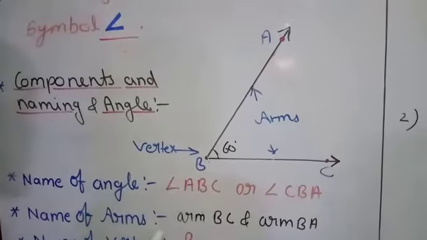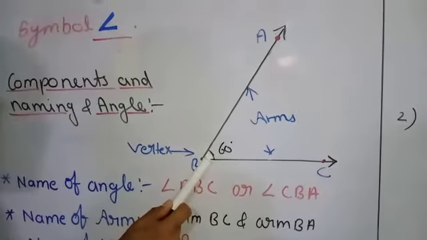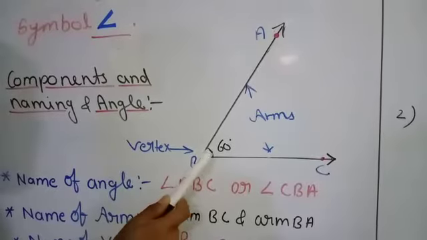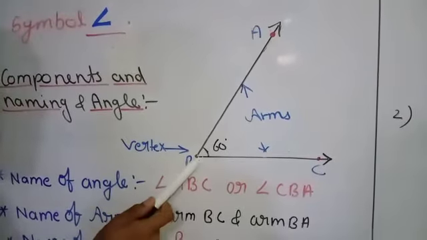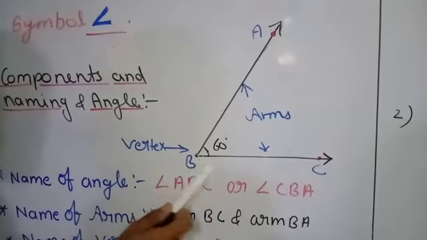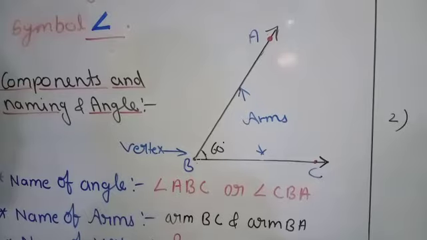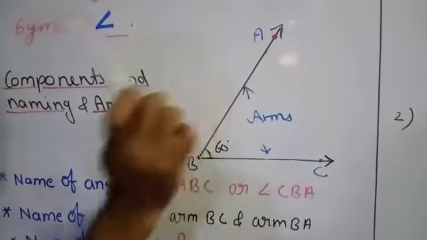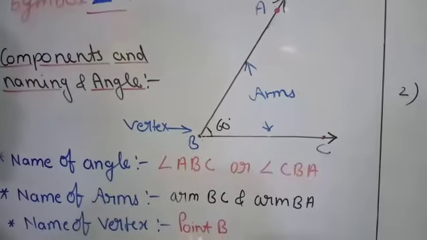Name of arms. These two rays which make an angle are called the arms of that angle. We always start the name of an arm from the common endpoint: BA and BC. Arm BA and arm BC. We can write BA, BC or BC, BA; both are right. Name of vertex: point B.